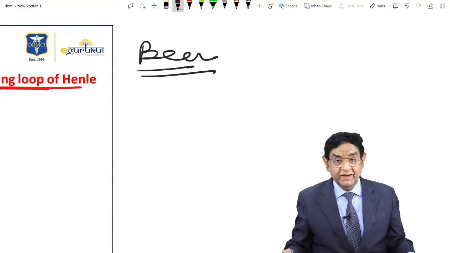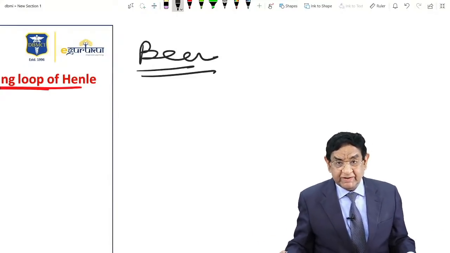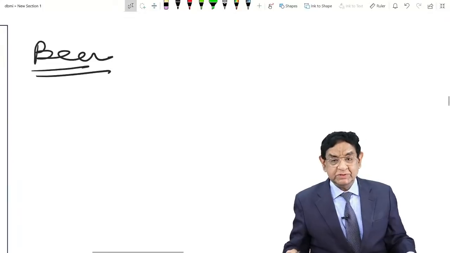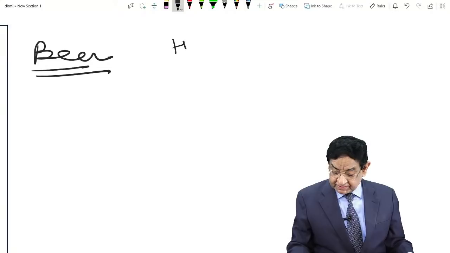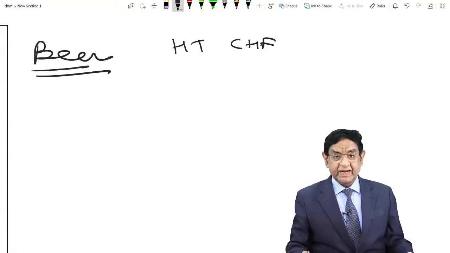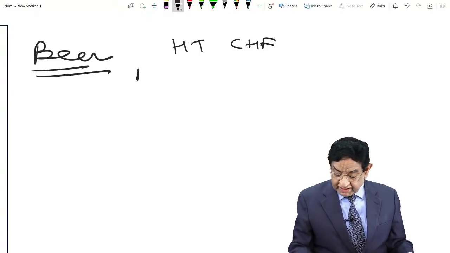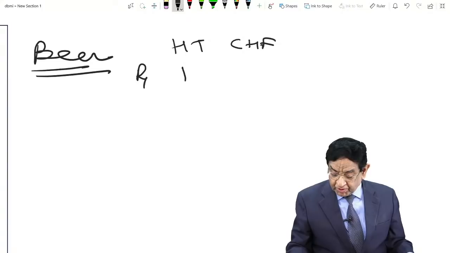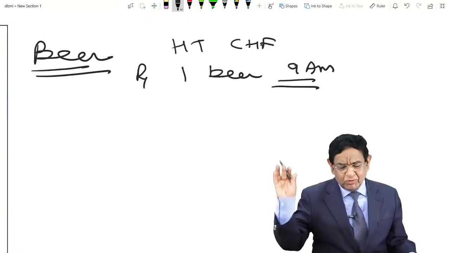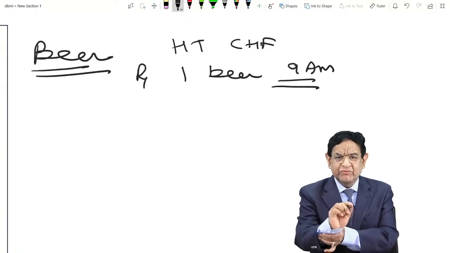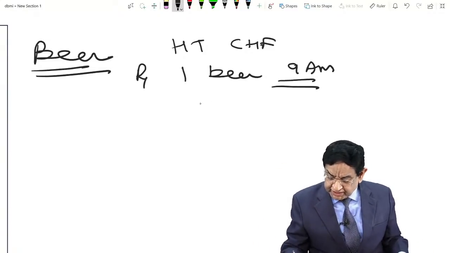No way. If beer was a good diuretic, then suppose I sit in the OPD and a patient of hypertension with CHF, congestive heart failure, comes to me, where I have to give a diuretic. So I would have written like this: you take one bottle of beer in the morning at 9 a.m. The patient will say, oh, Doctor Saab, what will happen with one bottle? No, make it BD or TDS. He will force me, no, make it TDS, 3 times a day.